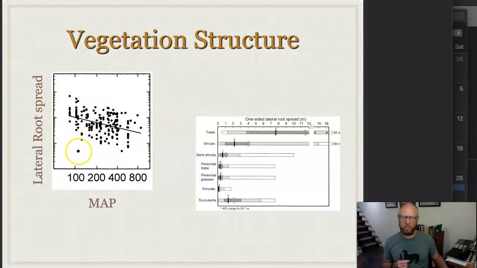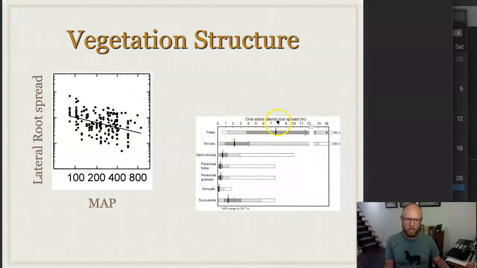This graph here is a global data set, so somebody compiled data from research that had gone on all over the world and put all of these points together. The x-axis is MAP, mean annual precip. Down here we're talking about 100 millimeters of precip, so really dry conditions. The plants in those areas tend to have the largest lateral root spread, so they're spreading the roots out the widest. And then as you get to wetter and wetter places, that tends to go down. There's still a lot of spread, but in general we're seeing a decrease in the lateral spread. You can see that on this graph here.